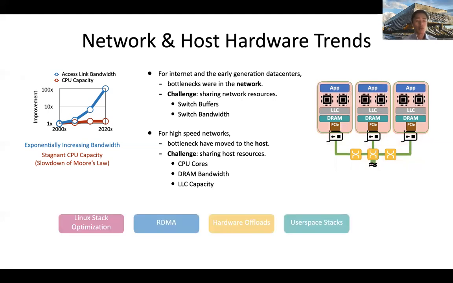To address this new challenge, the community has been exploring a variety of potential solutions, including Linux kernel stack optimizations, RDMA, hardware offloads, and user space stacks. The design space explored by all these potential solutions will benefit from a detailed understanding of today's network stack overheads. Building such an understanding is a goal of our work.